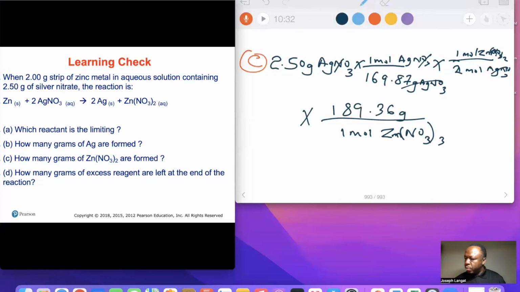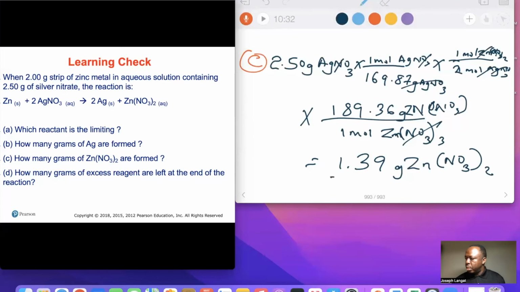is 189.36 grams of zinc nitrate. This atomic mass, and that will cancel. We are left with grams of zinc nitrate, and it turns out to be 1.39 grams of zinc nitrate. Okay, that's what you need to look at.